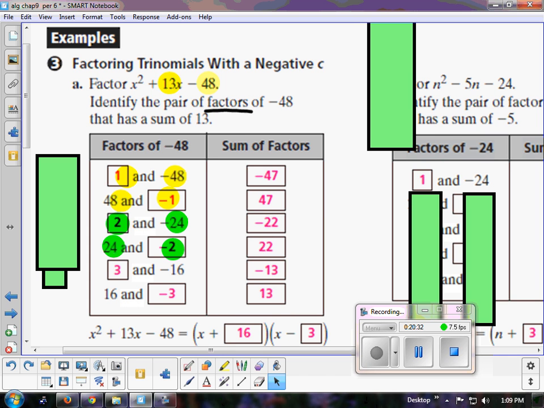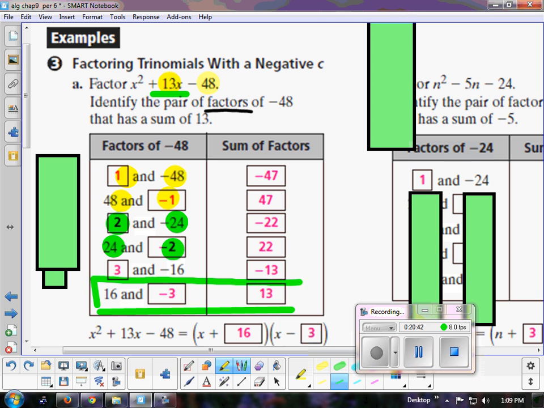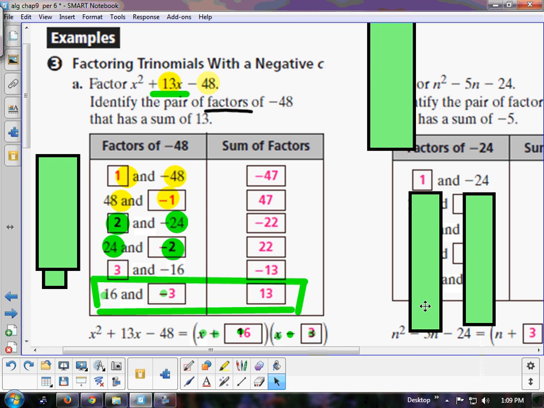And the one that adds up to positive 13 is going to be this one right here. So that's the one we use. What do you mean use? You use the 16, which is positive, and the 3, which is negative, and you get your answer. You do x plus 16, x minus 3 as your answer. So your job is to figure out what those magic numbers are, those special numbers, to multiply and add.